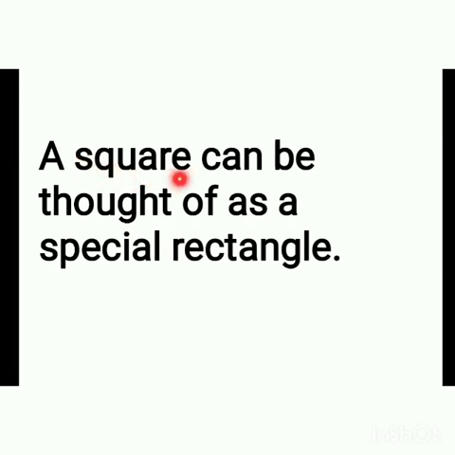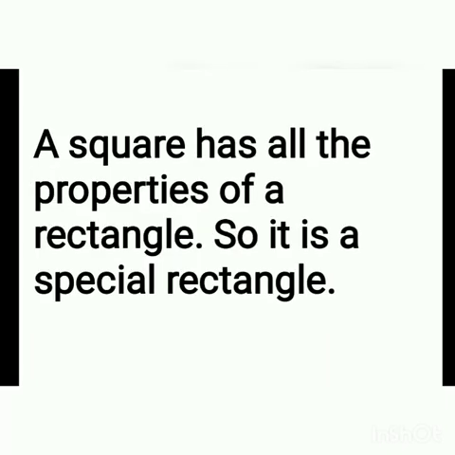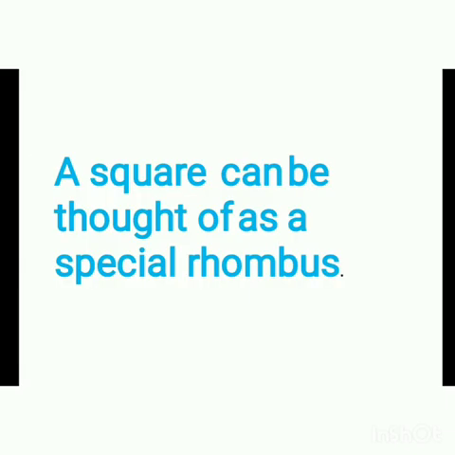So in a square, all angles are 90 degree. So that property is okay. Now, opposite sides should be equal. In a square, all sides are equal. So you can say a square has all the properties of a rectangle, so it can be said as a special rectangle. So we can say a square is a rectangle itself because a square has all the properties of a rectangle.